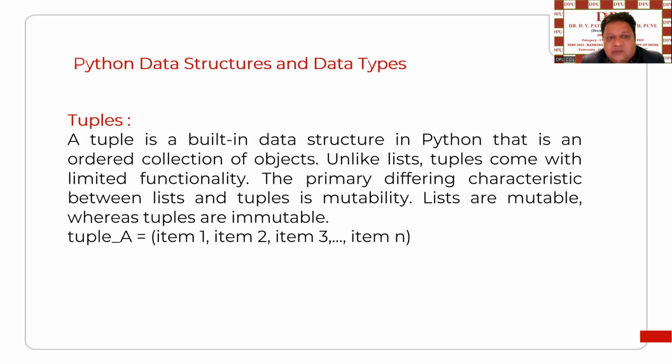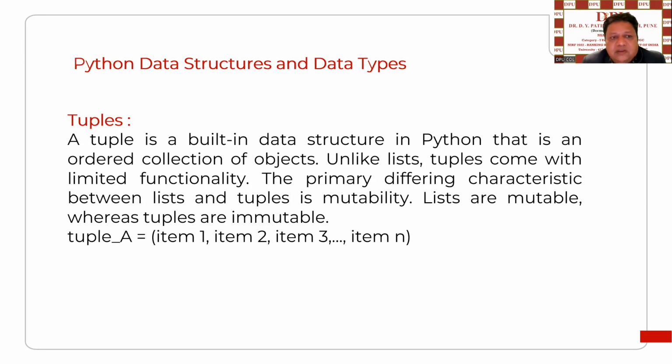Then we have seen about the tuple. Tuple is again a built-in non-primitive data structure or data type that is used in Python. And again, it is an ordered collection of objects. So it is the same as a list. List is also ordered, tuple is also ordered.